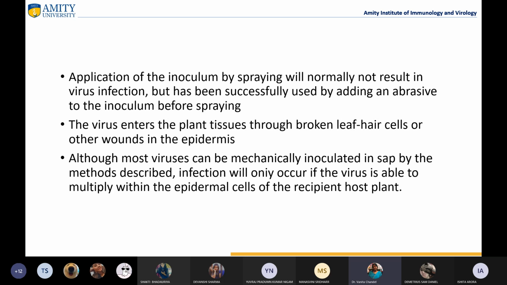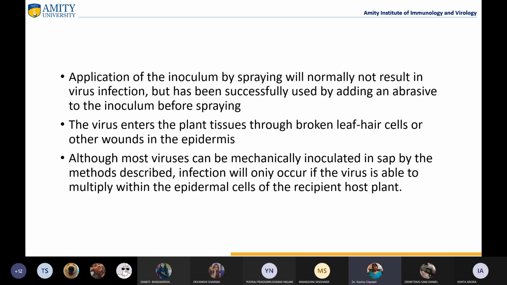Application of the inoculum by spraying usually does not result in a virus infection, but it is used for adding an abrasive to the inoculum before spraying. That can be done. Then the virus enters the plant tissue through the broken leaf hair cells or other wounds which we have caused using the abrasive material in the epidermis.